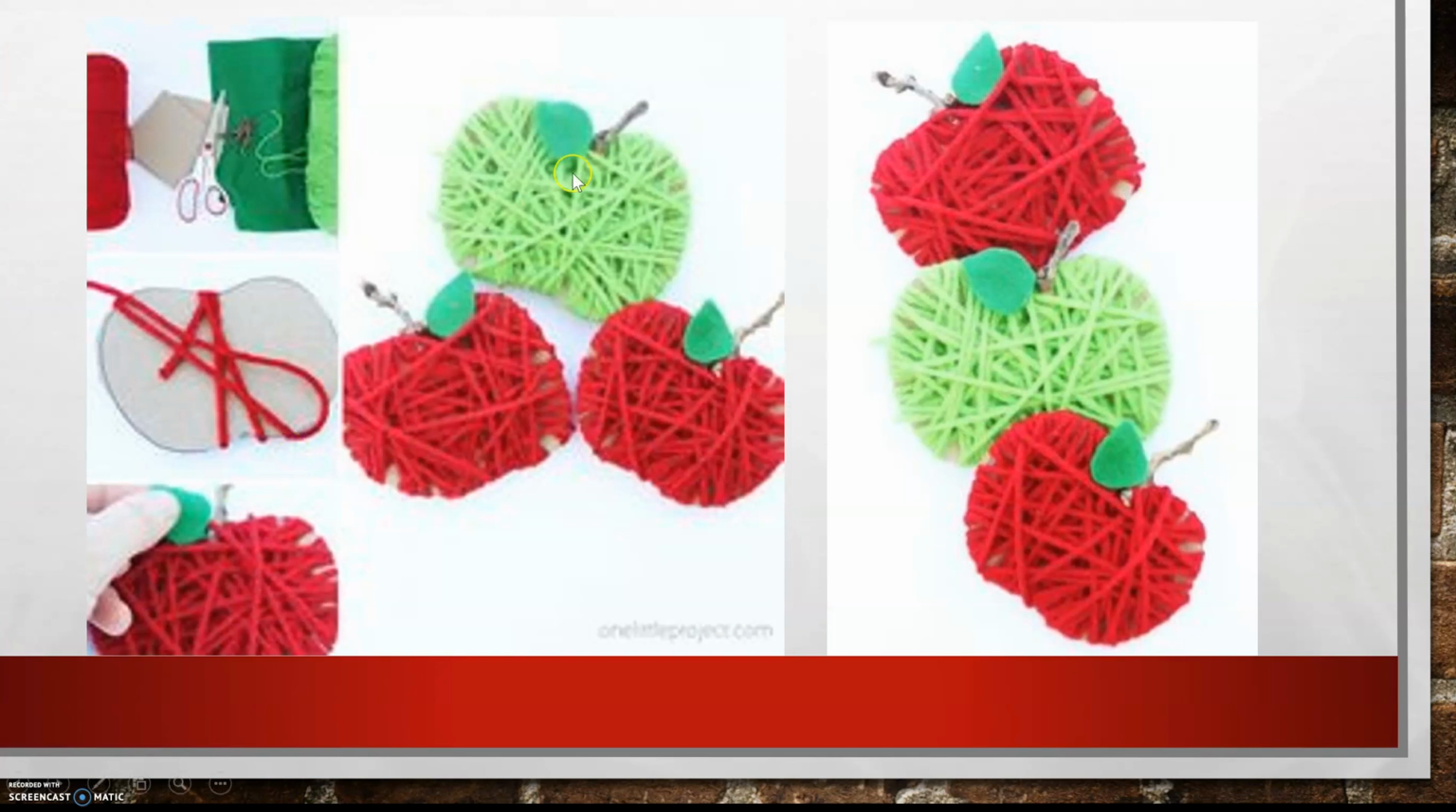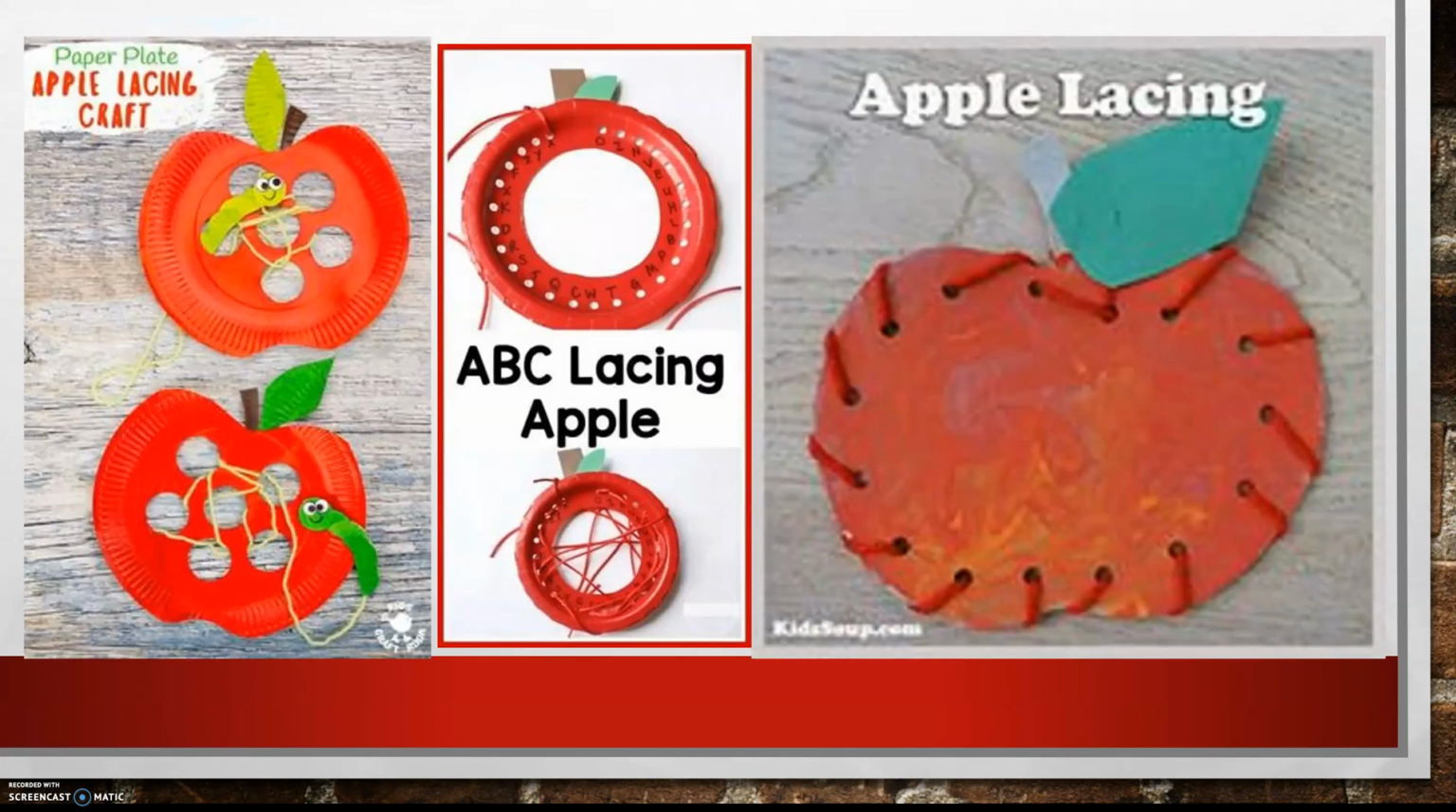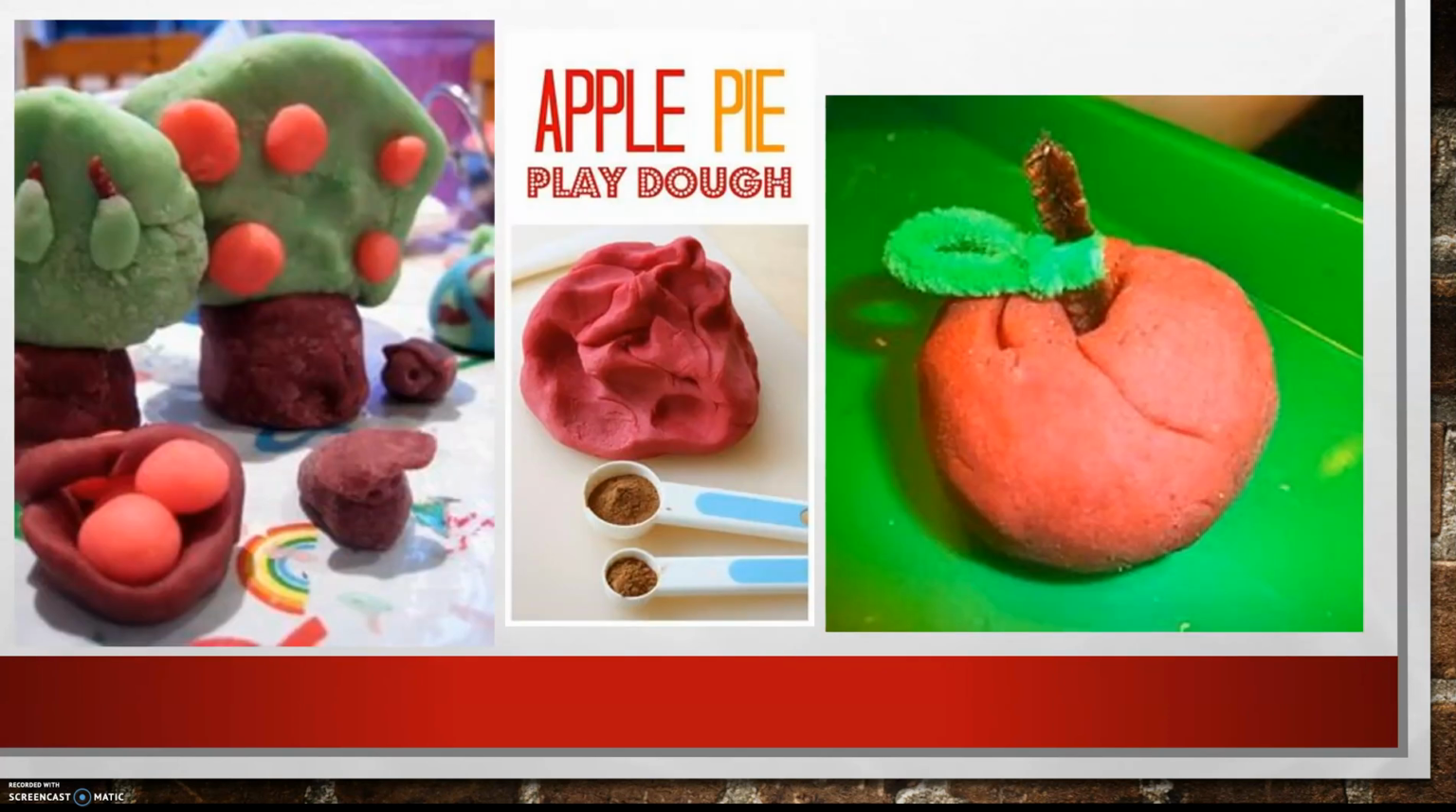You can use yarn or string to create your apple and give it some dimension and texture. You can use shoelace string or yarn to lace your apple. And you can even put a little worm that can go in and out of your apple. You can make it out of Play-Doh or clay to make a 3-dimensional apple.